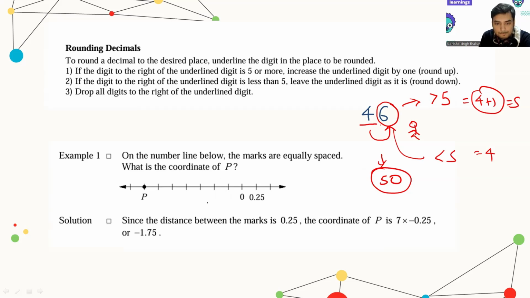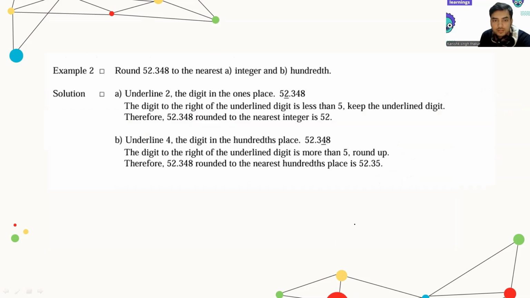Okay, on the number line spaces, what are the coordinates of P? So 0, and 1 is 0.25. So how many gaps do you have? 1, 2, 3, 4, 5, 6, 7 gaps are there. And then 7 times 0 minus 0.25. You will do from 0.25, so it would be minus 1.75.